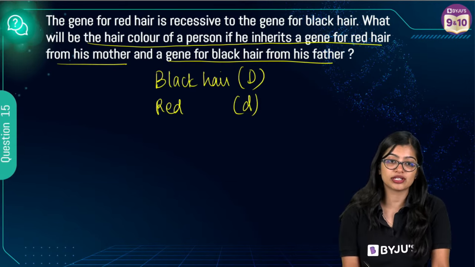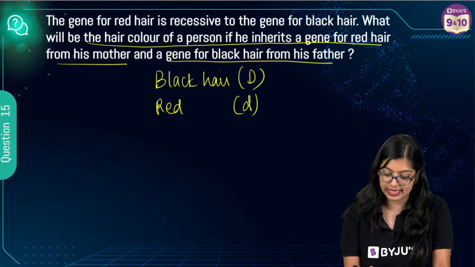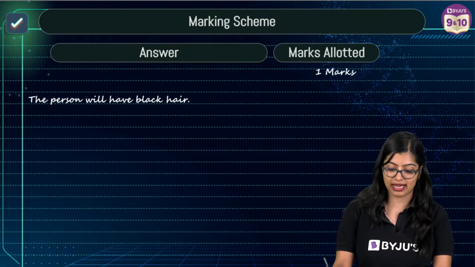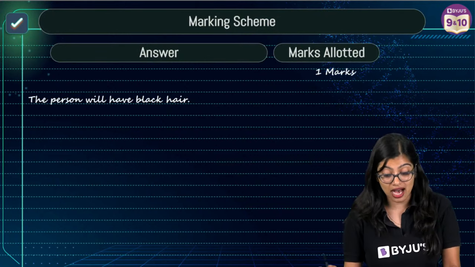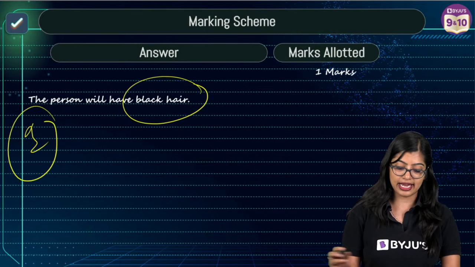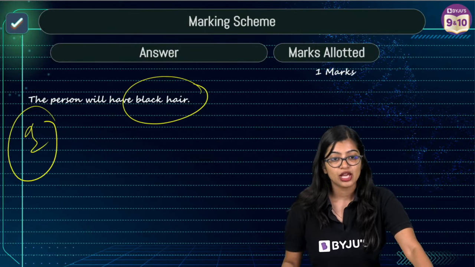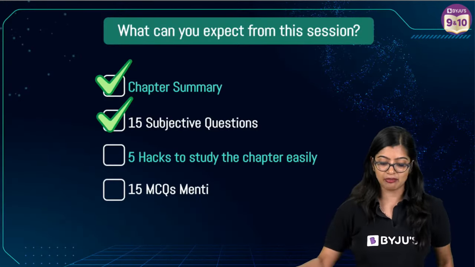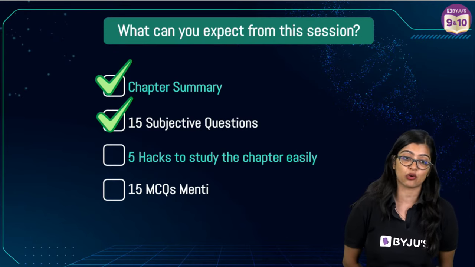They've already told you what is what. And in this case, we see that if he's getting red hair from mother and black hair from father, chances are that him having black hair will be higher, which is why the correct answer is option number 1. So with this, everybody, we have completed our 15 subjective questions.